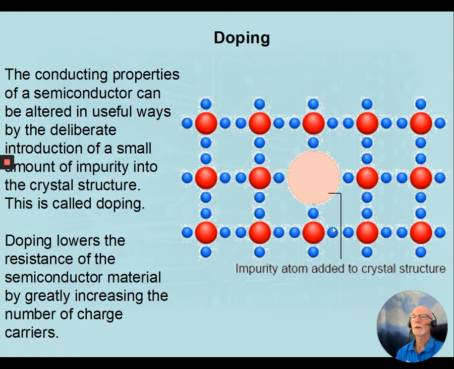So what we need to do is introduce a certain number of atoms, somewhere between 5 and 10% of atoms, that have a different atomic structure. When we do this, we say that this is called doping.